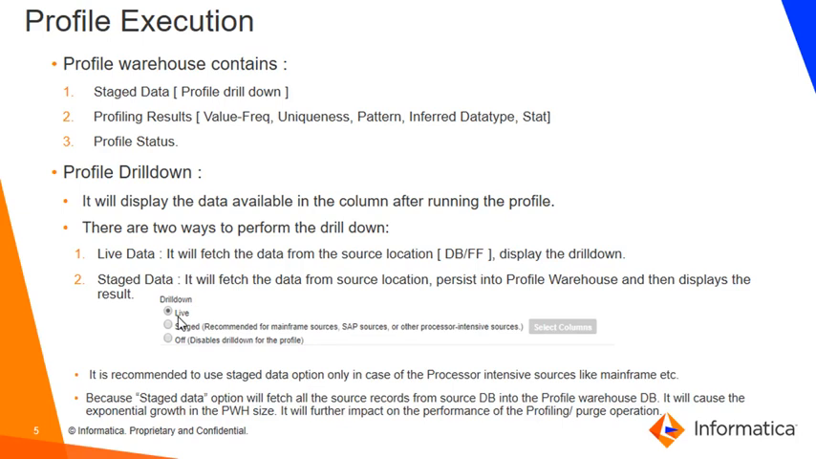So here the slide explains the same thing which I showed you in the analyst tool. We have a stage data option, we have profiling results, and a profile status. It might be in a profile failed state, the execution state, the running state, the completed state, or the queued state. These are all statuses we can observe in the profile warehouse tables.